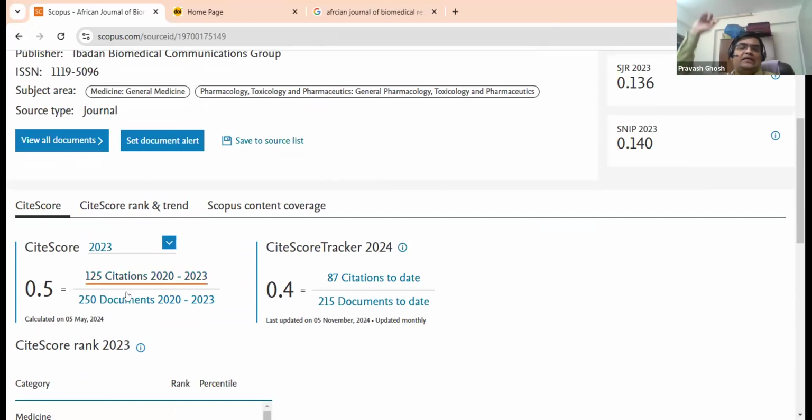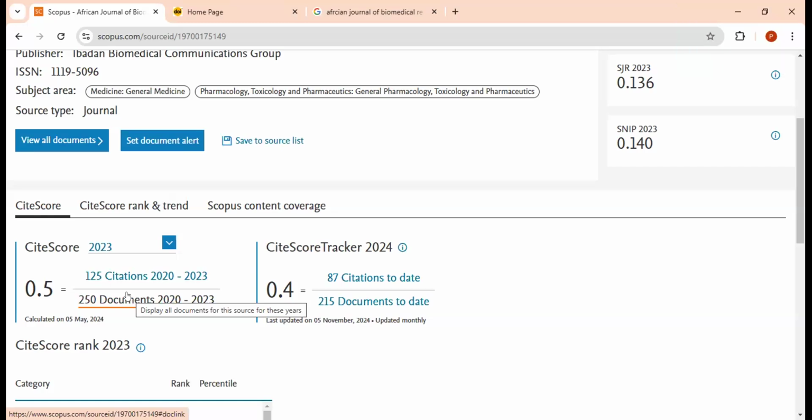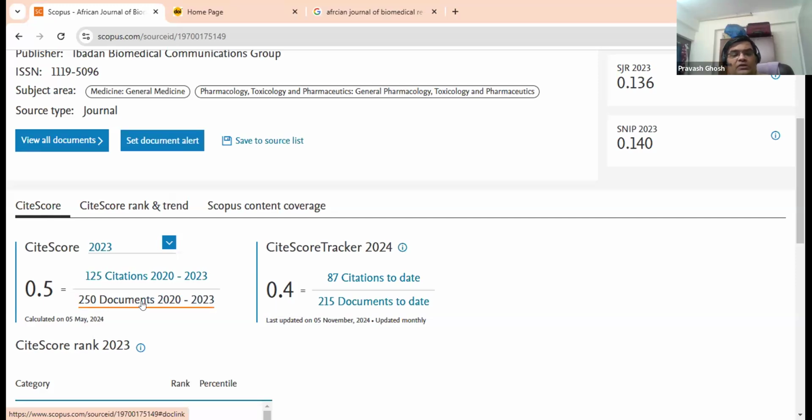Because I told you the CiteScore formula, if you remember: the number of citations in 4 years divided by total documents. So 250 documents published, but citations are 125. So the first sign is not good, actually.